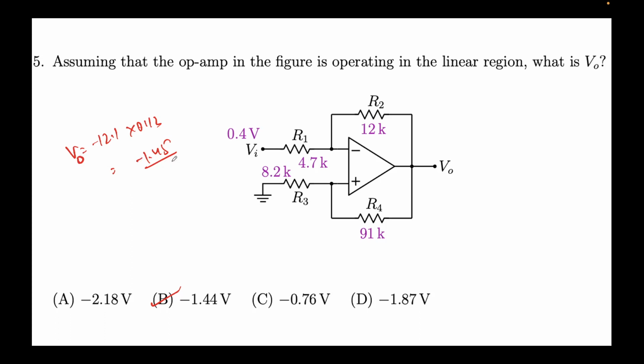V naught is minus 1.45 volts, and since we are operating in linear region, you can see that this gain is not very high, 0.4 to 1.45, right? Open loop gain, if you recall, is 10 to the power 5 or even higher. Here the gain is very low, right? If you divide 1.45 by 0.4, this is not even 4 times, maybe 3.5 times, minus 3.5. That happens because of the feedback.